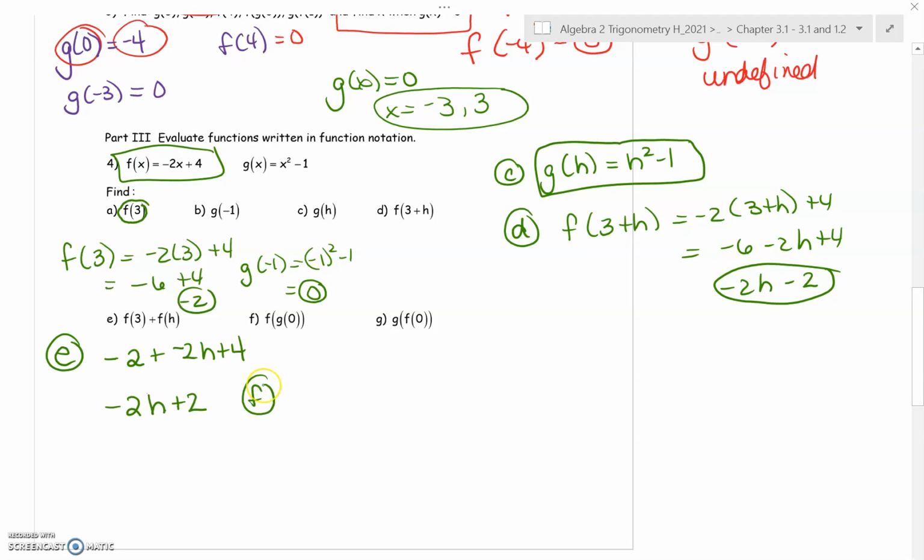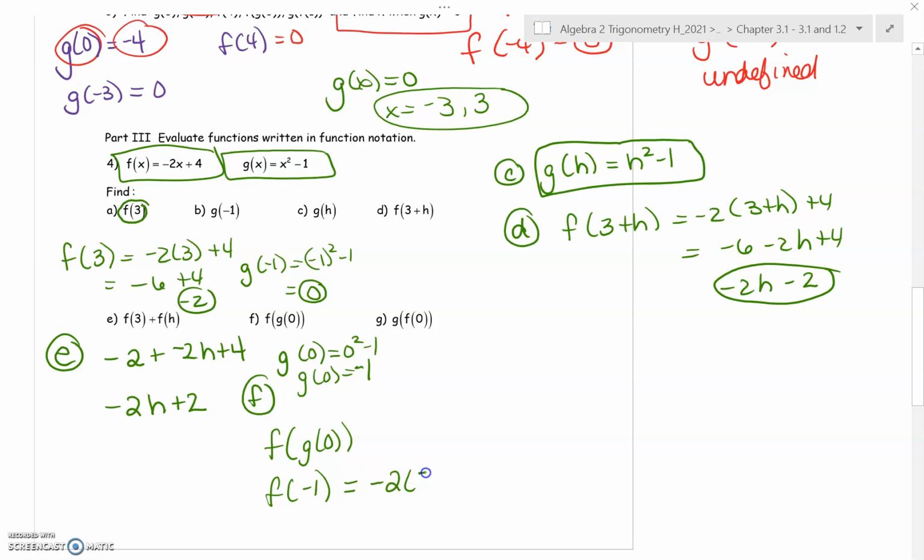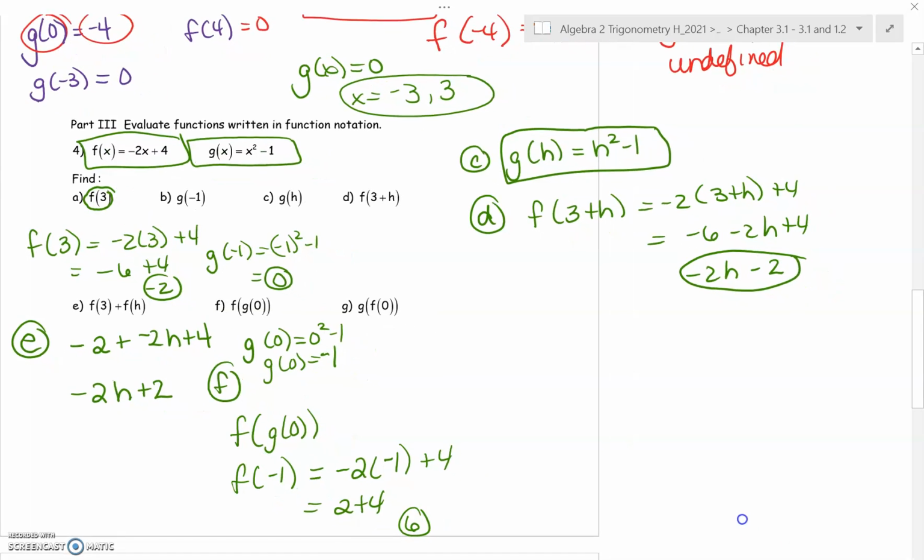Okay, let's try F. It might help if you find g of 0 first. If you put 0 in for x, you end up with 0 squared minus 1. So g of 0 is negative 1. So now if I want to find f of g of 0, I can substitute negative 1 for g of 0. So now I'm looking at the x equation. Everywhere I see an x, I replace it with negative 1. And you should get 6. Okay, so go ahead and pause the video and check your work for g.